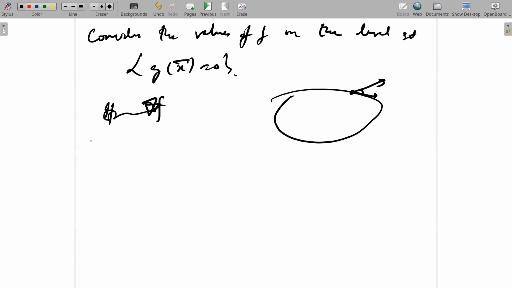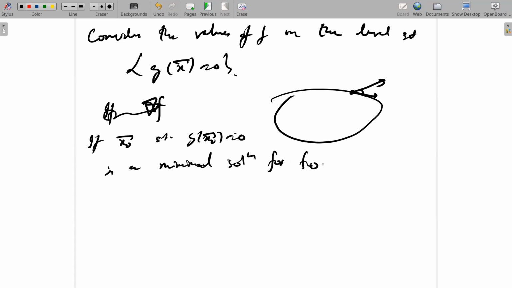So if x naught, such that g(x naught) is 0, is a minimum solution or a minimal solution for f naught, then grad f naught is perpendicular to g(x) equals 0. Again, the same reasoning. If f is minimum here, it cannot increase along the direction of the level set, because then it won't be the minimum anymore, right? So then it must be perpendicular to that.